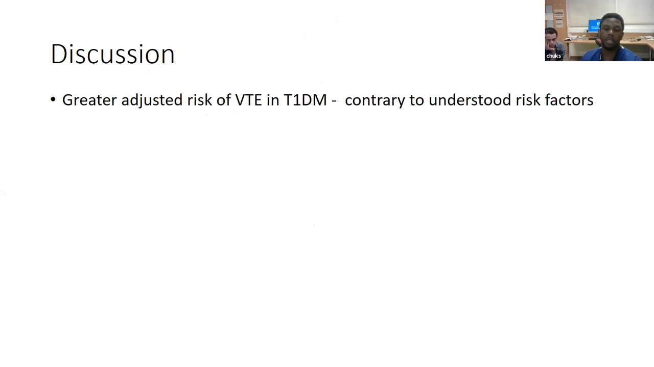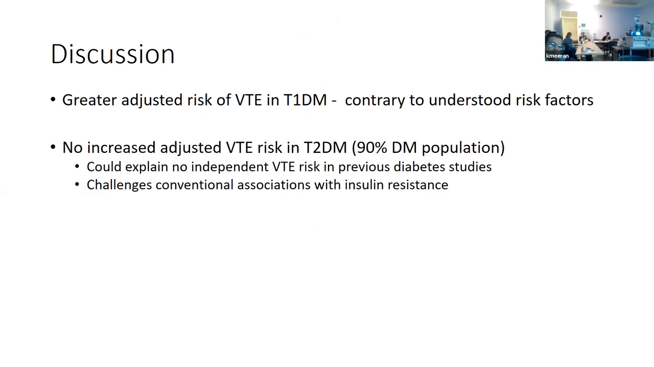So this paper would suggest that there's a greater adjusted risk of VTE in type 1 diabetes, which is, again, contrary to what we understand from the pathophysiology and hematology in diabetes. We see no increased adjusted VTE risk in type 2 diabetes, even though they make up the bulk of the diabetes population. And this could probably explain why previous studies have shown no associated risk in diabetes, because it's probably made up by the majority of type 2. As I said, it challenges our conventional understanding of insulin resistance being linked to pro-thrombotic states.